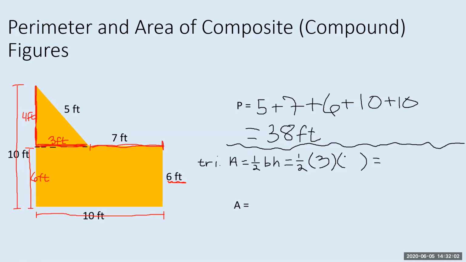And the height measures 4 feet. So the area of the triangle will be a half of 3 times 4. So 3 times 4 is 12. And then half of that, half times 12, or 12 divided by 2, is 6. So this triangle has an area of 6 square feet. All right, so that's the triangle. Let's do the rectangle next.